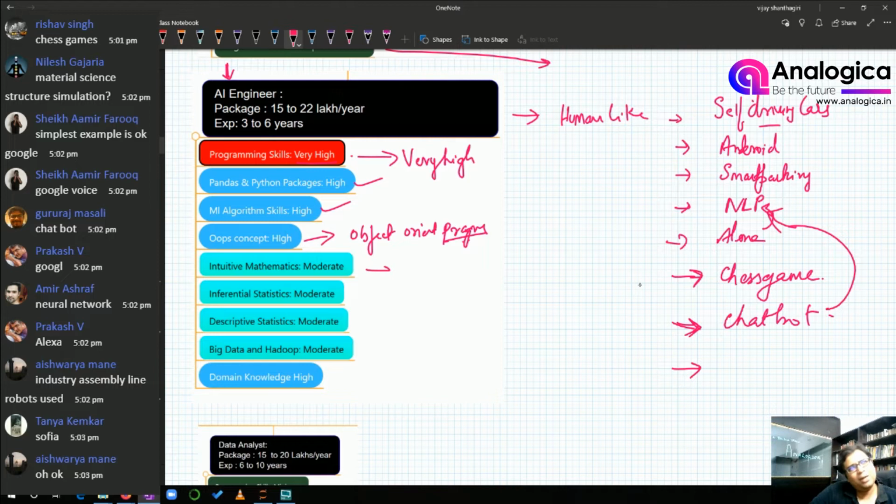And of course, again, back to intuitive mathematics, moderate, not a problem. Inferential statistics, moderate. Descriptive statistics, also moderate. Big data and Hadoop, also moderate. But domain knowledge, look at this, a new term here, domain knowledge. This is for the domain knowledge people. Now, this is for you. You may be from a non-technical background, but you are from some background, right?